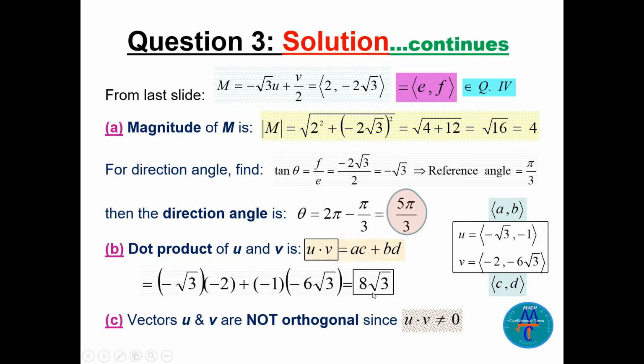The question in C part: are the vectors u and v orthogonal? No, they are not orthogonal, not perpendicular, because the dot product is not 0. It is a number here not equal to 0.